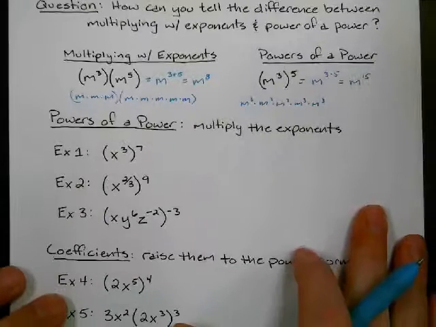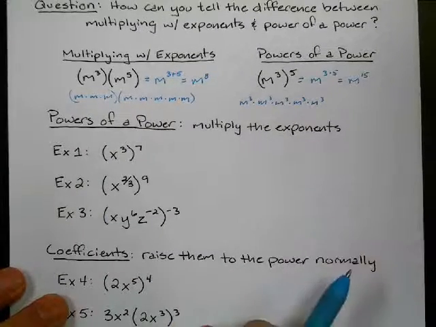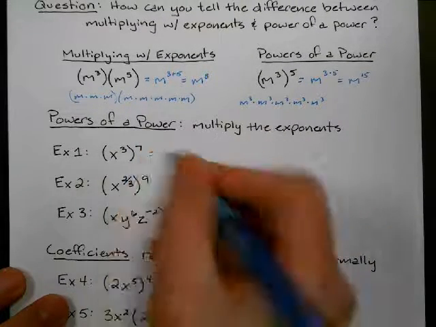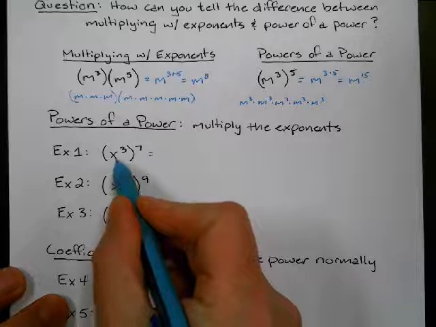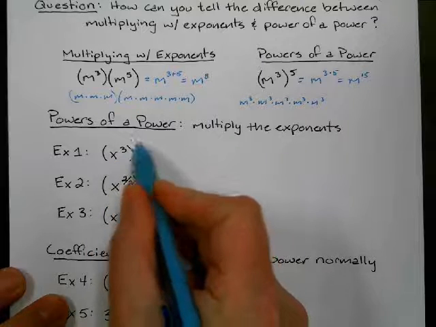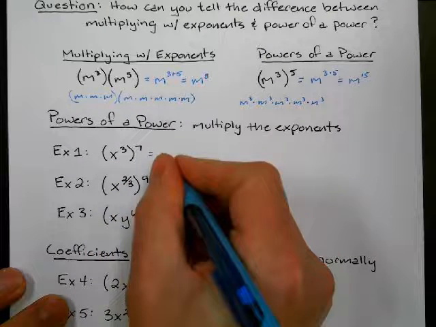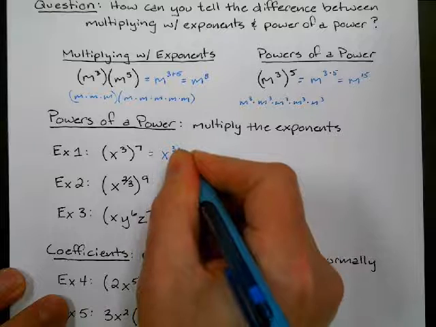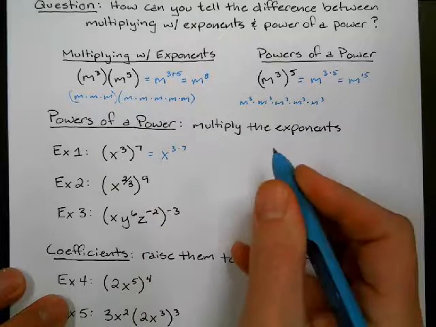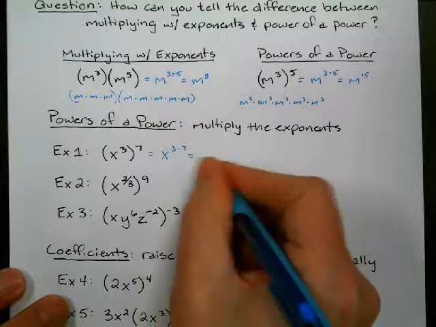So here we go. Power of a power, we're going to multiply the exponents. So over here, I've got x is my base to the third. There's no base with the 7. So this means I'm going to do x to the 3 raised to the 7. So 3 times 7. So this would be x to the 21st.